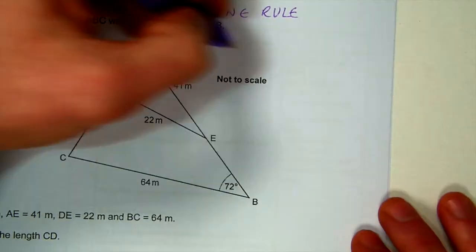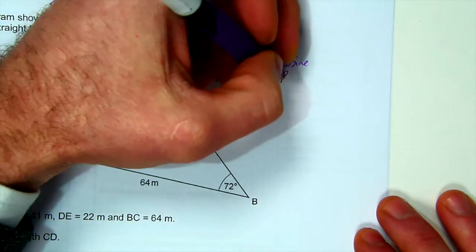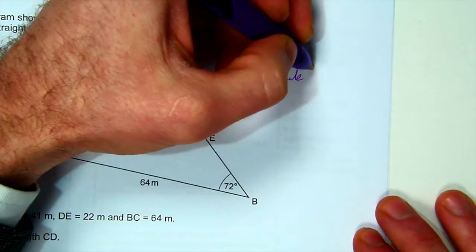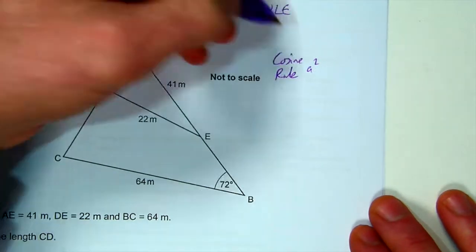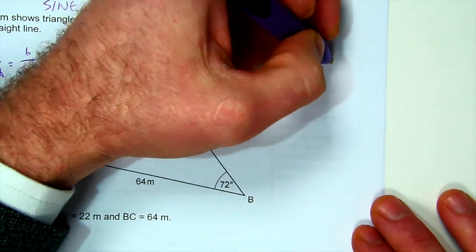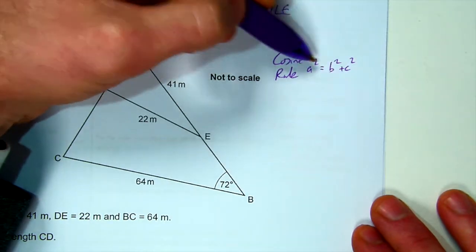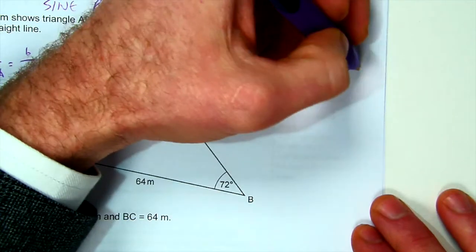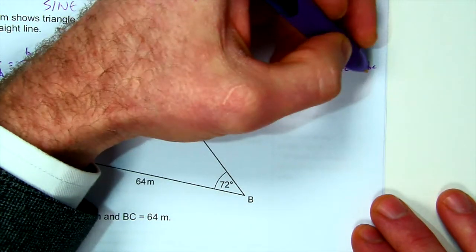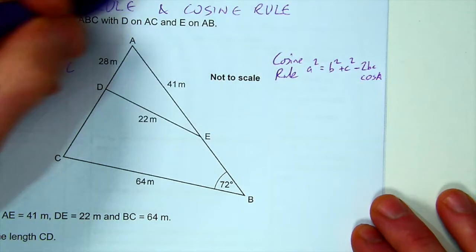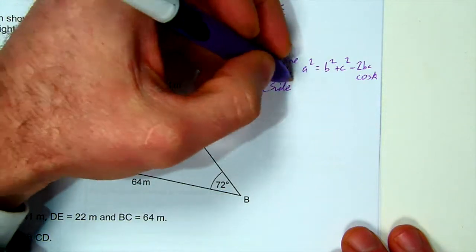Reminder of the cosine rule, the one that I think is harder to remember. If you need to find a side, you start with a squared equals b squared plus c squared. And I always remember that bit because it's very similar to Pythagoras. After that is minus 2bc cos A. And that is to find a side, but you may also need to find an angle.